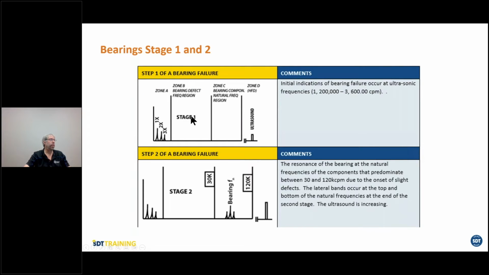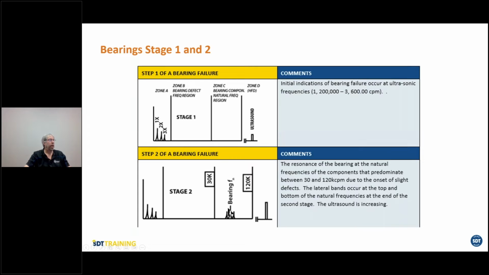Here's bearing stage 1 and 2. Here are my harmonics of 1 times RPM. Here's my bearing defect frequency zone, there's nothing. Here's my natural frequency, there's nothing. All you see is the friction going up. Oh, ultrasound's going up. Maybe you should grease the darn thing. If you don't grease it, it gets a bit worse.